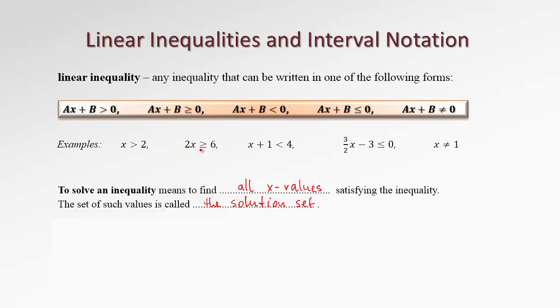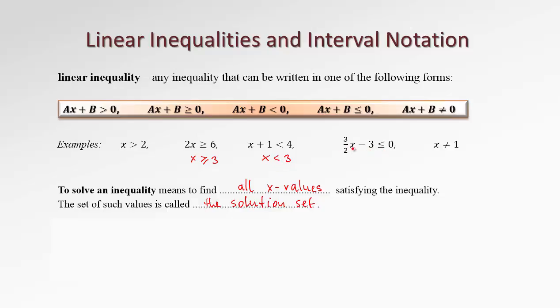In the second example, to solve it for x, we would like to divide both sides by 2. So we are looking for all x's that will be larger or equal than 3. Any number that is larger or equal than 3 will belong to the solution set. In the next example, if we bring the 1 to the other side, we really have the inequality x smaller than 3. So any number that is smaller than 3 but not 3 would be a solution.